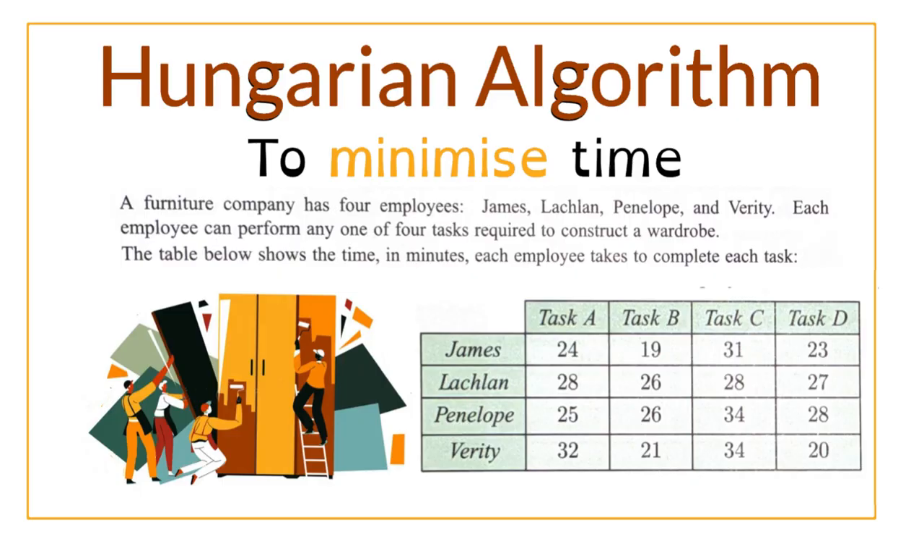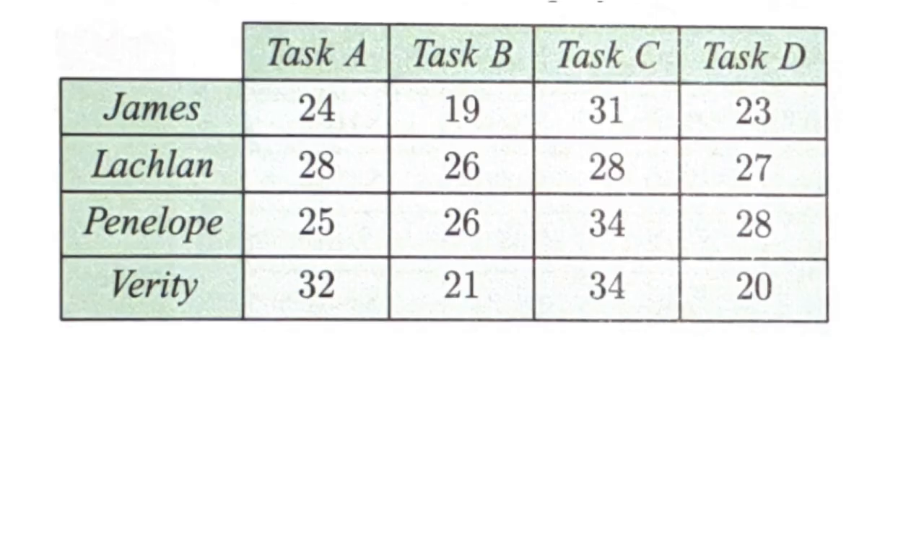Here, a furniture company has 4 employees, and each employee can perform any of the 4 tasks required to construct a wardrobe. And we have a table which shows the time in minutes each employee takes to complete each task. When we examine the table, we can see that, for instance, it takes Verity 21 minutes to perform task B. We can also see that James will take the shortest time to complete task A, and that Penelope takes the longest time to complete task C.